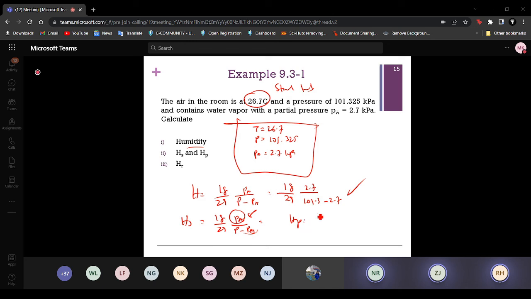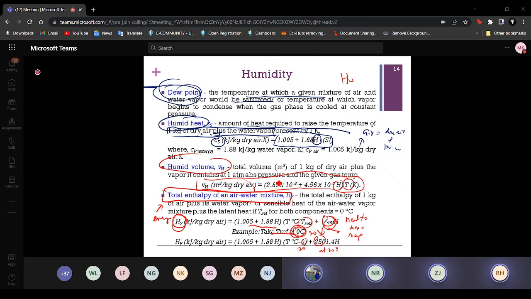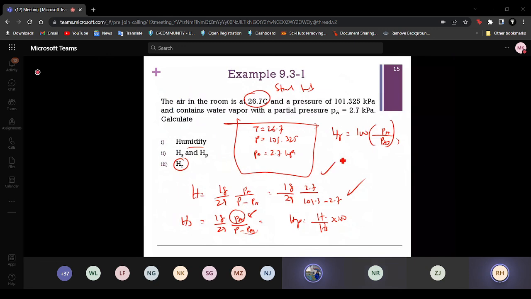So HP is H divided by HS times 100. We get the HP. HR is basically 100 times partial pressure divided by vapor pressure. So you divide. So you're done. It's not that difficult.